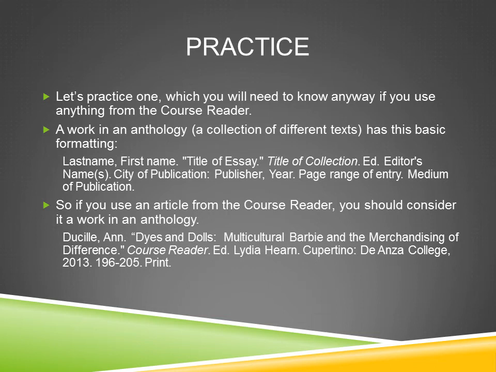So for a work in an anthology, you'd have the author's last name, comma, then the author's first name, period. Then you have the title of the essay in quotation marks, period. Then you have the title of the collection in italics. Why is one in quotation marks and one in italics? You have to review the MLA documentation tutorial to find that out.